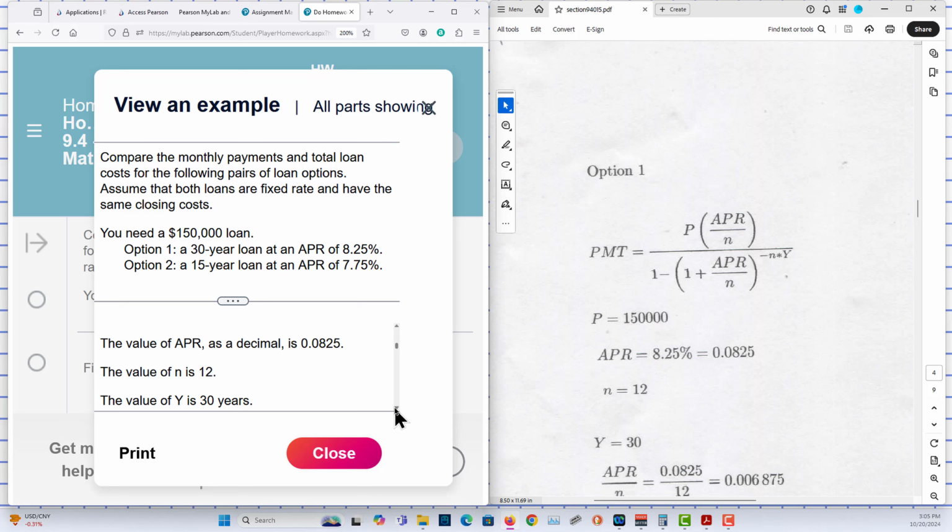So in this case, there's our formula, and here we define the parts of the formula. Our P is 150,000. APR is 8.25%, and in decimal form, 0.0825. The value of N is 12. The value of Y is 30 years.